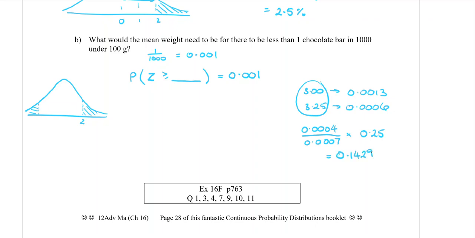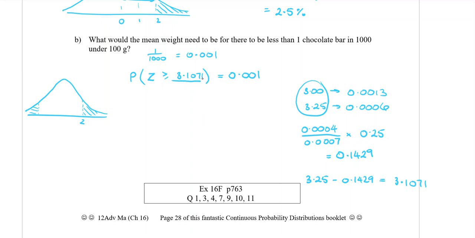Actually, sorry, that's not quite the z-score, is it? That's how much I have to change the z-score by. So my z-score was 3.25 that I was working from, because I was working from the 0.0006. Am I going to add on or take off that number? Take off the 0.1429, which is 3.1071. And that seems reasonable for what my z-score should be, 3.1071.